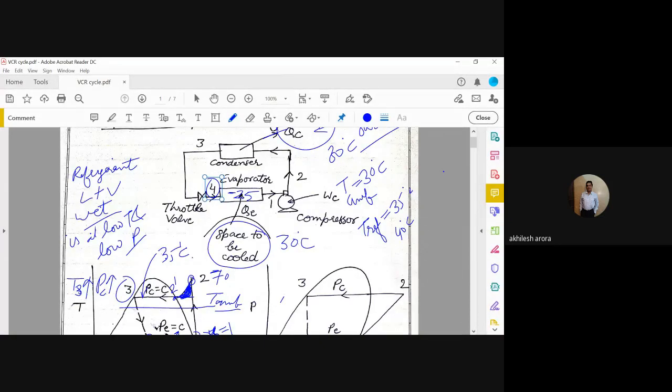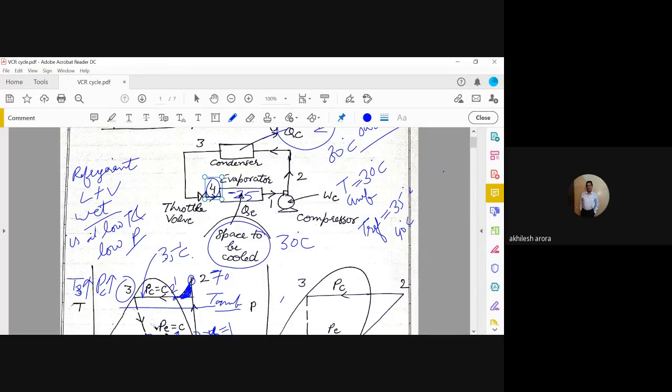Like in the reversed Carnot cycle, we were using a turbine. Here we are not going to use a turbine, rather we are going to use a throttling valve. You can see a throttle valve is there after point number 4. As I told you in the last lecture, it could be a capillary tube, an automatic expansion valve, or a thermostatic expansion valve. Let me consider the throttling device as a capillary tube.